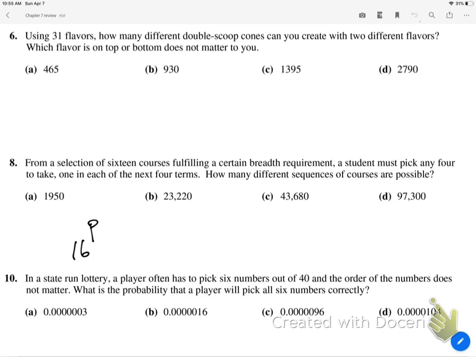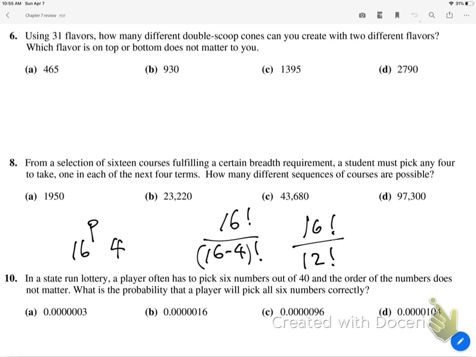We have 16 to choose from, and we're going to do 4. So it is 16 factorial over 16 minus 4 factorial. So, 16 factorial divided by 12 factorial in my calculator. 16 factorial divided by 12 factorial equals, that's what I get.